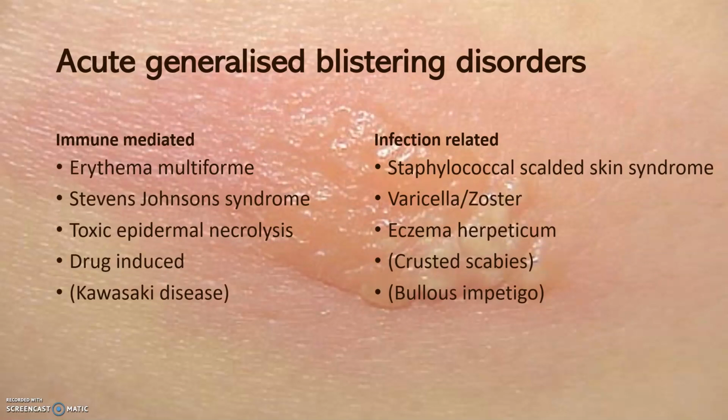So when it comes to acute generalized blistering skin disorders, we can divide them into immune-mediated and infection-related, although the two categories tend to overlap quite a lot. As you can see, there are some common conditions here, such as herpes zoster or crusted scabies, or bullous impetigo. We will just go through a few of these conditions, but actually you need to know a little bit about each of these conditions for your exam.